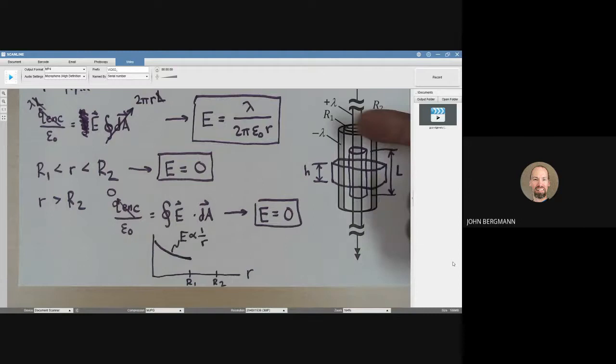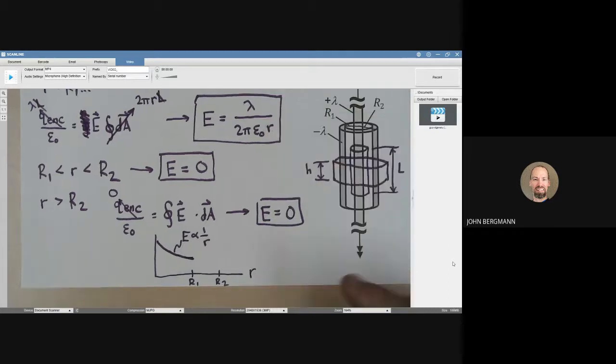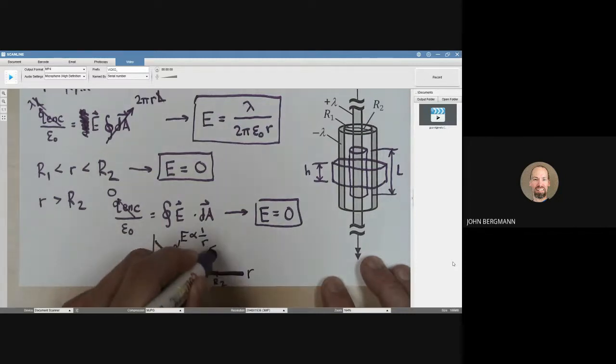That's what this equation here that's boxed in at the top says. All that other stuff is a constant. Lambda is a constant, epsilon naught, pi, they're all constants. The electric field is proportional to 1 over R. And then when we get to that metal cylinder, the electric field equals 0. And then as we go further away from it, the electric field equals 0. The electric field equals 0 there, and it equals 0 there.